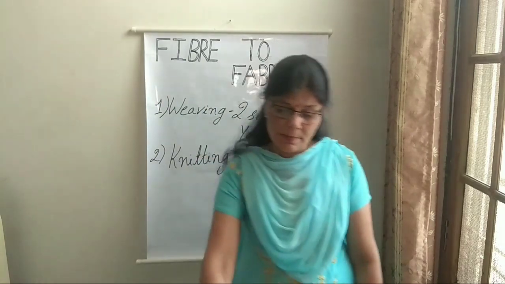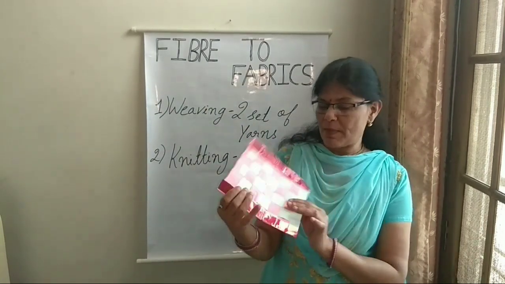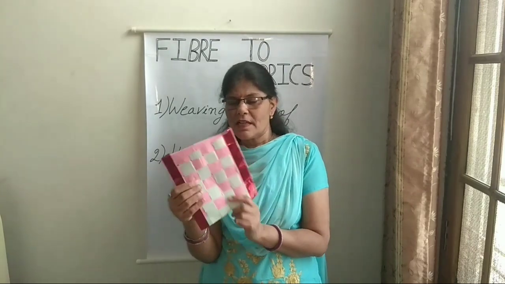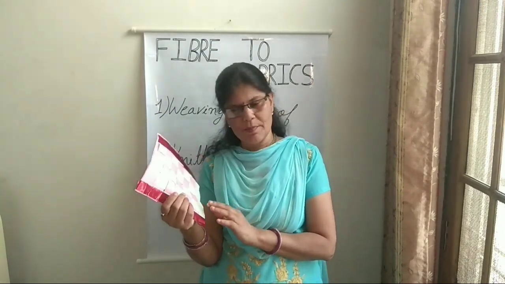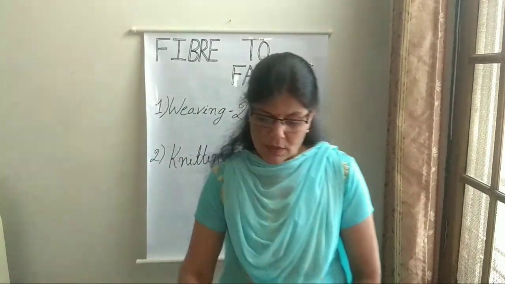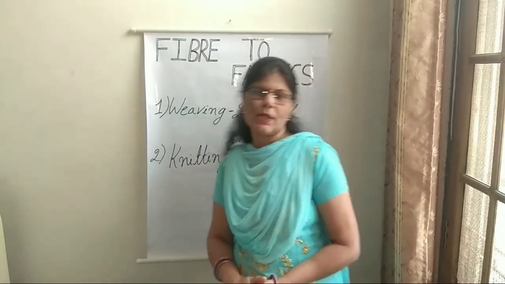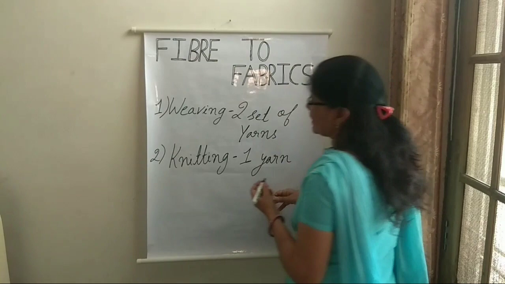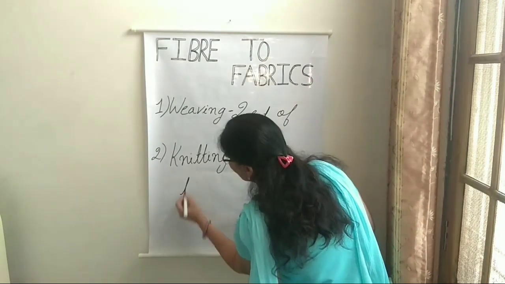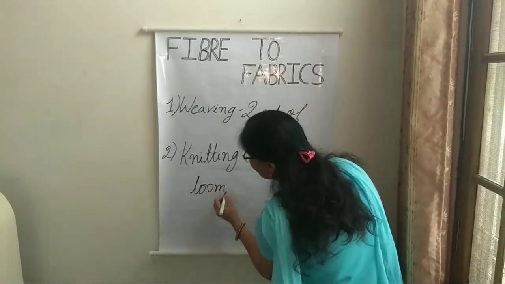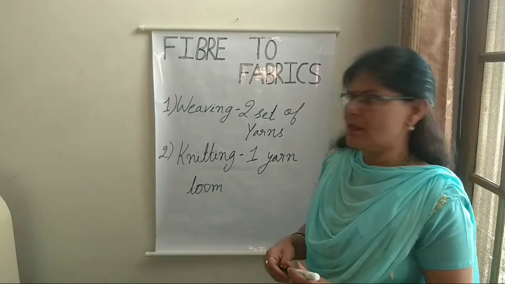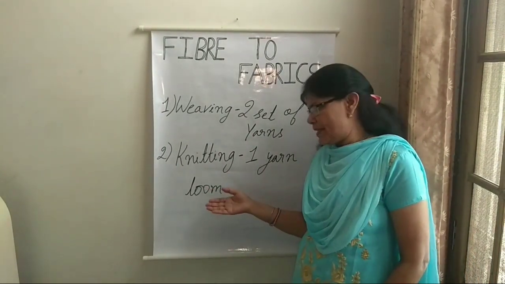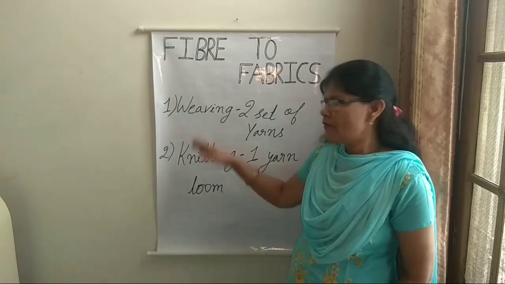But in this paper mat we have used paper strips which are very thick. In the actual case, our yarns are much thinner than these paper strips. Those yarns are woven using a machine called a loom. These machines may be operated manually or can be power operated. So we use a loom for weaving.